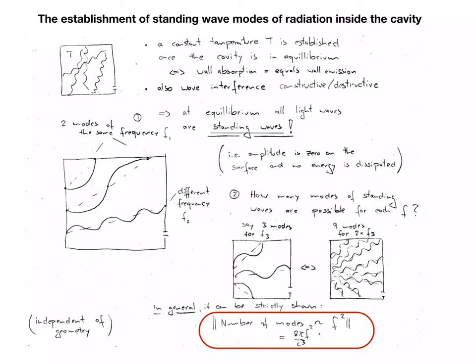This is illustrated on the left. Let's say for a frequency f3 we can fit in 3 modes. If we now double this, as illustrated at the bottom, it's possible to fit in more modes, say 9. Mathematically this can be worked out, and without proof we might accept that the number of modes that can be fitted into such a cavity is proportional to the frequency squared. In fact, considering the geometry, it is equal to 8 pi on speed of light cubed times frequency squared.